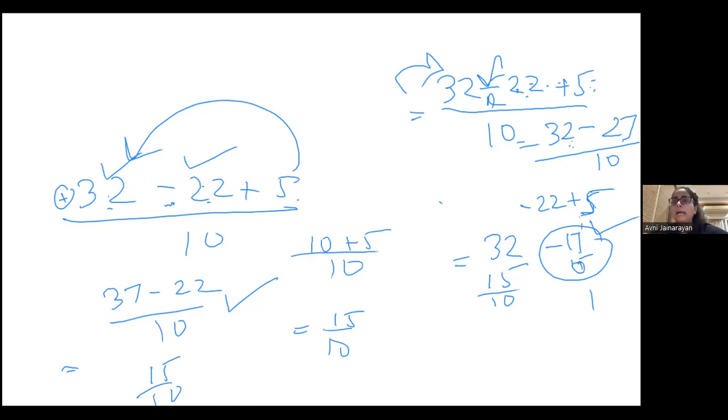Yes, so that is all about fractions and how, after mastery of the concept of fractions, your algebra automatically becomes strong and powerful.